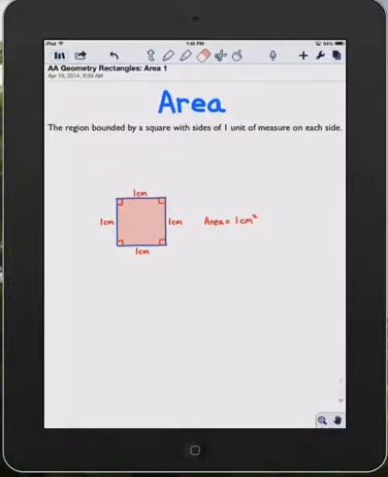Okay, starting the next chapter, we have area, the region bounded by a square with sides of length 1 unit of measure on each side. So down below you can see we have a square where each side is 1 centimeter, so the region bounded by that is called 1 square centimeter. Another way of writing that is 1 square centimeter.